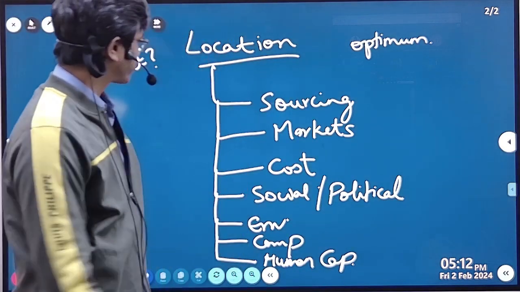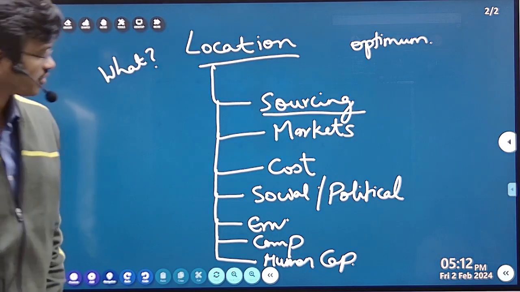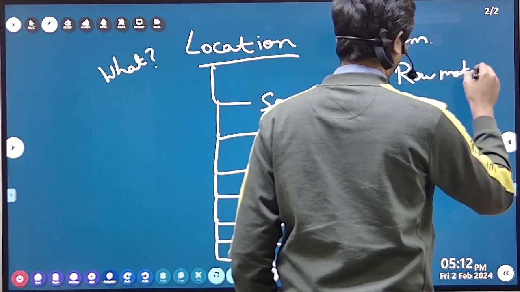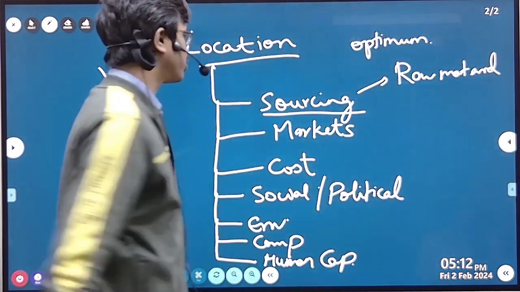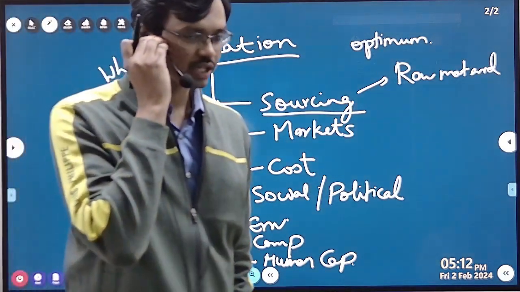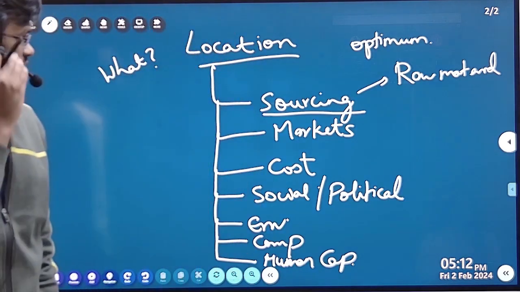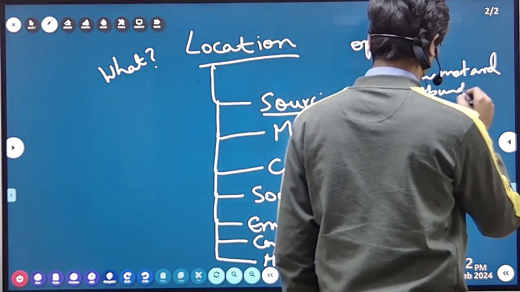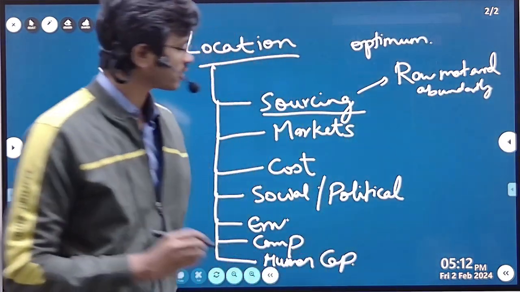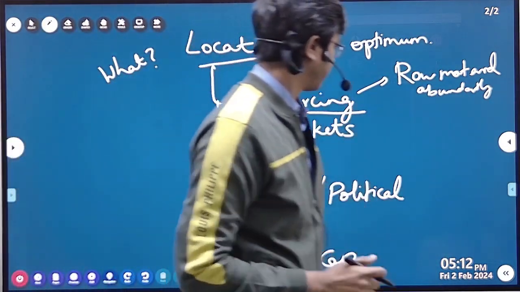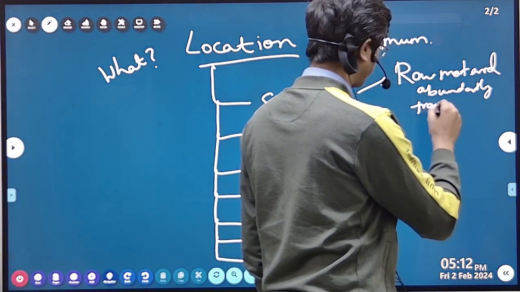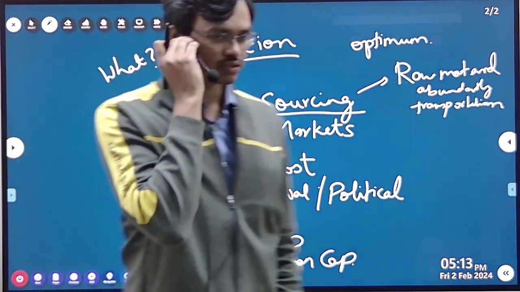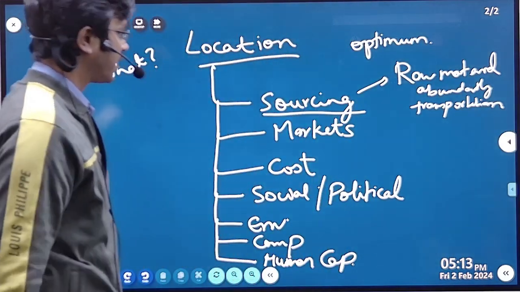Okay. So sourcing. Your location should be in such a place where the availability of your raw materials is good. Your raw material should be optimally reaching your factory premises, right? So it should be in a place where raw materials are abundantly available, or they can reach at the time you need them. So you should have proper transportation facilities available, so that they can reach your location at the optimum time, right?